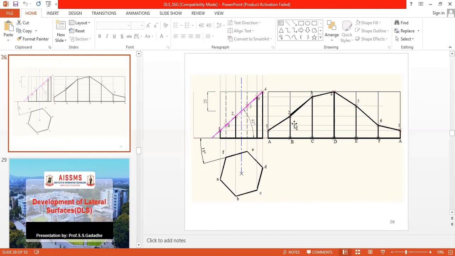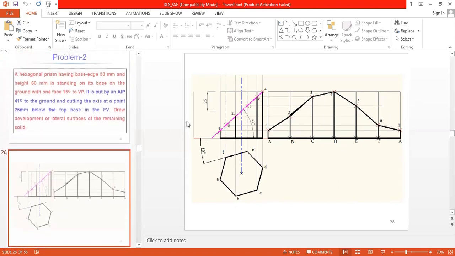Then take the horizontal line for the development. In this case, the development has a total length A to A, where the base edge is 30 mm, so 30 into 6 gives a total of 180 mm. The A to A distance is 180 mm. The height is the same, 60 mm. So complete this development, then mark the points where the auxiliary inclined plane intersects the vertical edges. Join all the points, and we get the development like this.